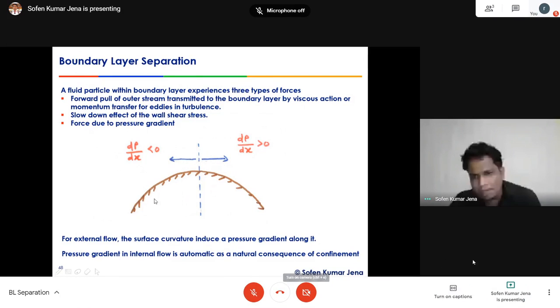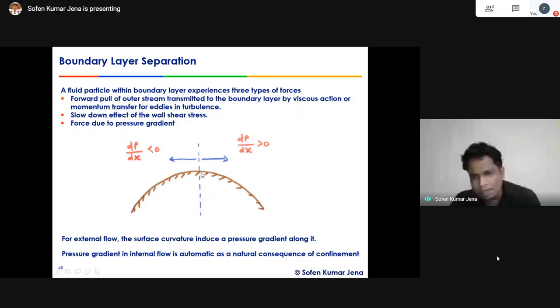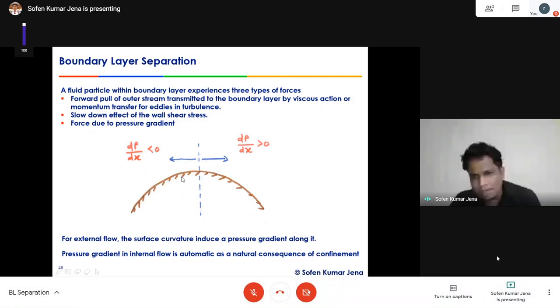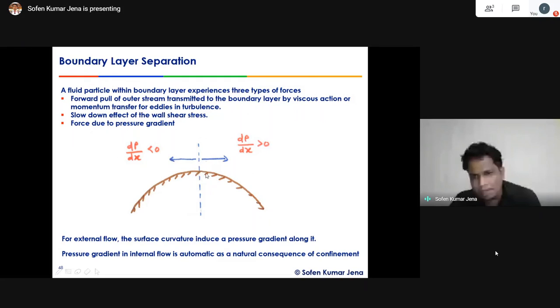So this is the increasing slope, this is the decreasing slope, and here the slope is 0, right? There are three regions. In this increasing slope region, del P by del X is less than 0. In the decreasing slope region, del P by del X is greater than 0. Why these things? Let's observe it.